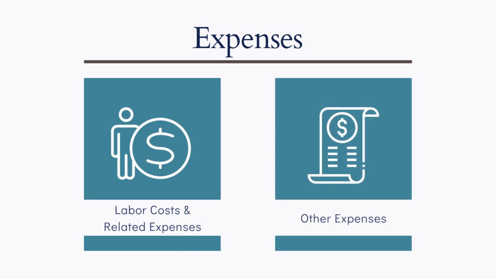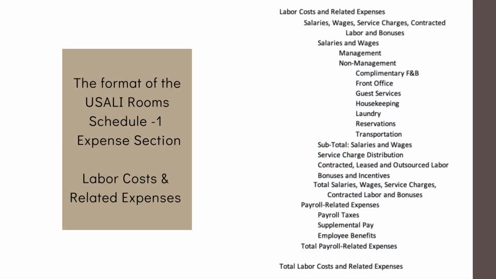So, let's begin by delving into labor costs and related expenses. The first section of labor costs and related expenses is consistent across all schedules. However, different schedules might have a few specific non-management areas unique to each department. This helps hotels understand their labor costs in particular areas within a department. In the room schedule, key common expenses related to labor are the front office, guest services, housekeeping, laundry, and any area that plays a role in the rooms department's operations.